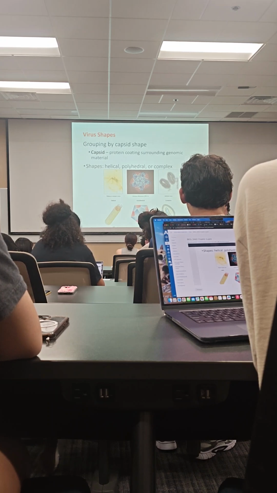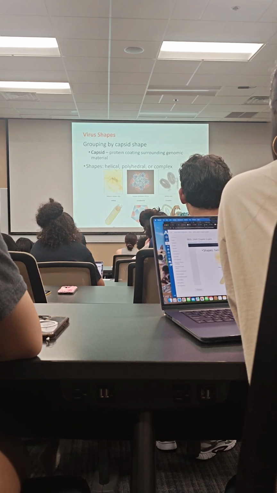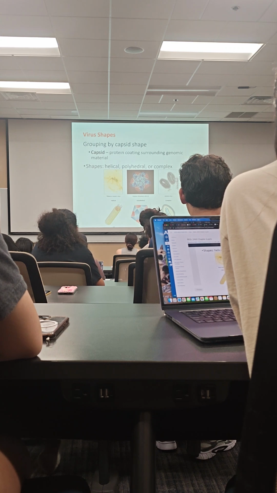Okay. Next, we have polyhedral, and the most common form is icosahedral. So icosahedral means that you have 12 vertices and 20 face sides.